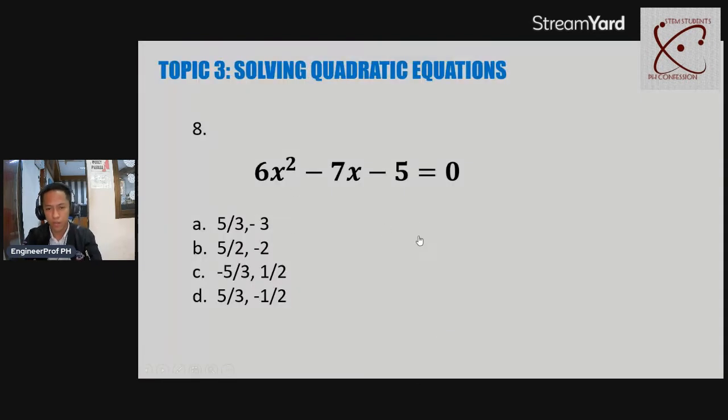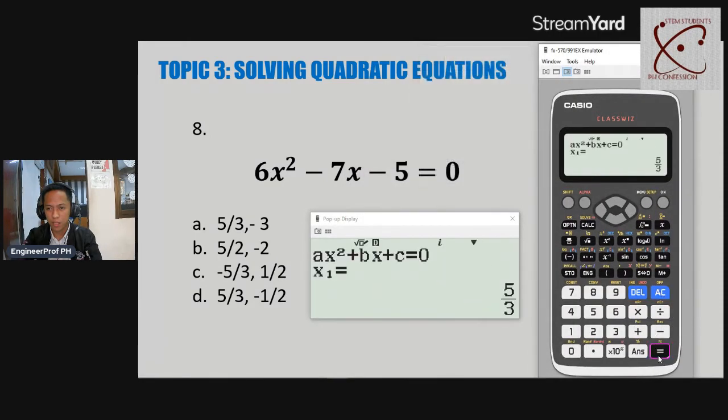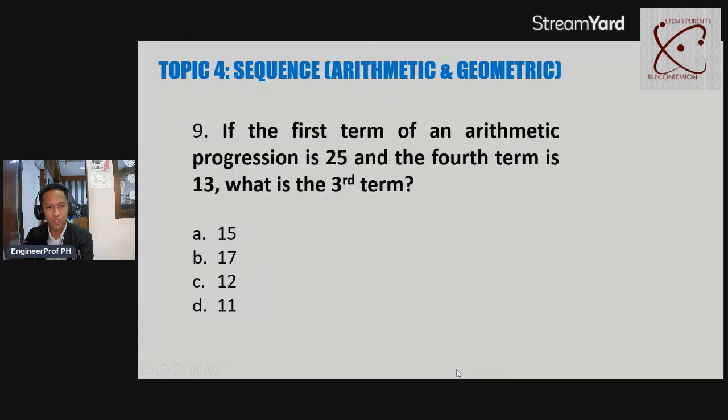Okay, let's go back to the presentation. So for this problem, ang answer natin is, that is 5/3 and -1/2. So that is letter D. Ayun. So, topic number 4 na agad tayo, guys. This is sequence, arithmetic, and geometric. Okay, so, aside from the manual solving na ginagamit natin, yung mga formula na derive, we can also use our Casio 991EX class switch to solve for the term of a geometric sequence and arithmetic sequence.